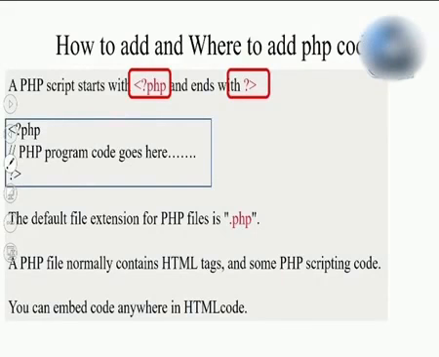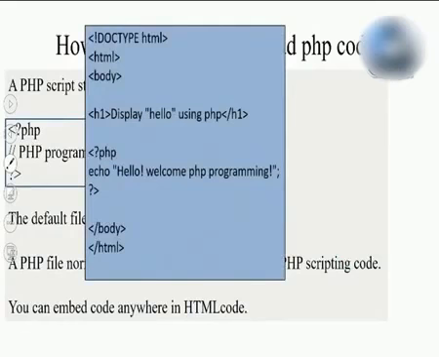PHP files generally contain HTML tags and some PHP scripting code. So this is the extension, and let us see a simple code. This is a simple code which displays hello, welcome to PHP programming on your web page. Observe over here, students, I have just used the h1 tag, and after the h1 tag inside my HTML code I have inserted the PHP code. To embed PHP code, I have used less than sign, question mark followed by PHP, and then question mark and greater than sign. So this is the way to embed PHP code inside the HTML code.